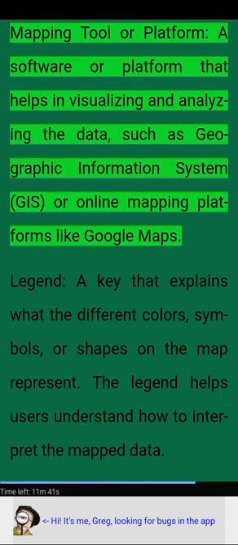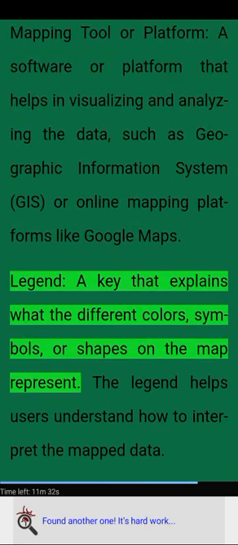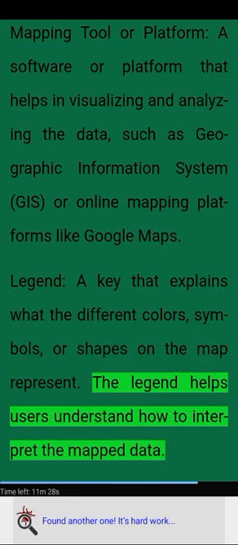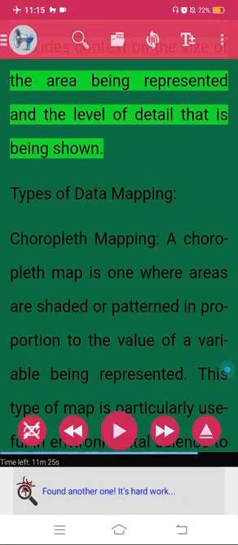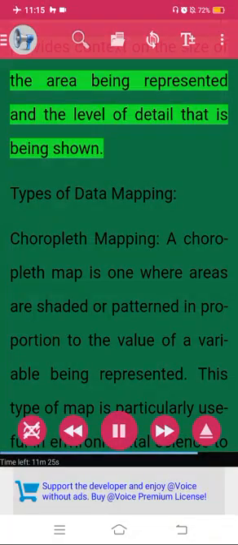Mapping tool or platform. A software or platform that helps in visualizing and analyzing the data, such as Geographic Information System (GIS) or online mapping platforms like Google Maps. Legend. A key that explains what the different colors, symbols, or shapes on the map represent. The legend helps users understand how to interpret the map data. Scale. The scale of the map provides context on the size of the area being represented and the level of detail that is being shown.